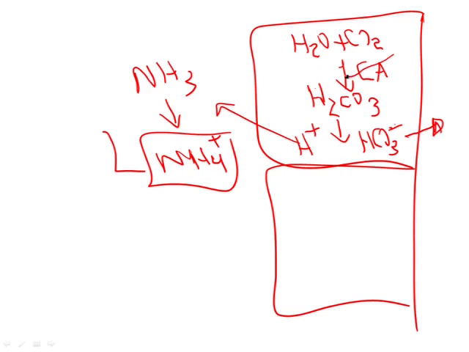Now imagine if you don't have carbonic anhydrase, you won't be able to generate this acid, and therefore you won't be able to excrete this acid, and therefore you won't be able to get this net gain of bicarb.